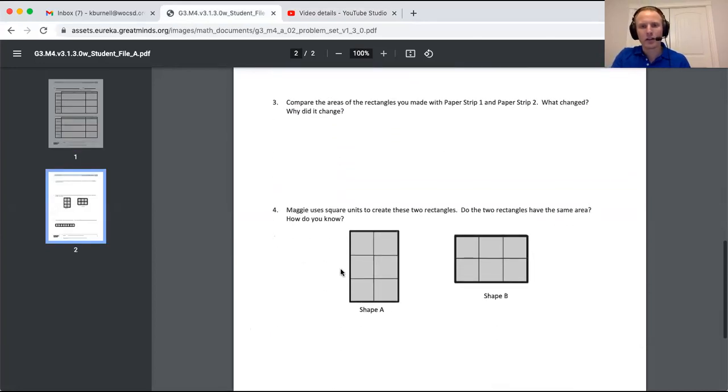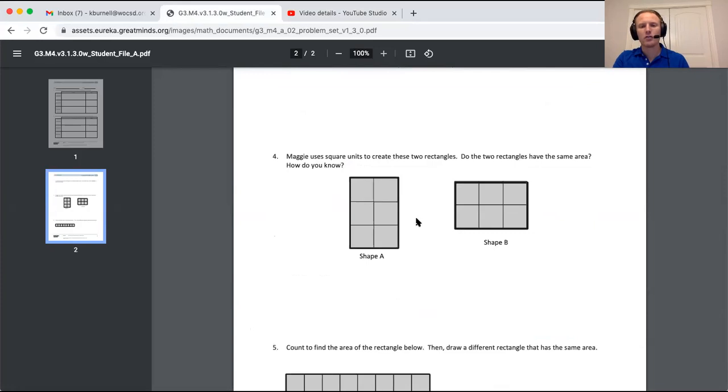So today in class, you would have looked at shape A and shape B and thought about, do they have the same area? And again, an important part, how do you know? So we're working on giving full explanations. It's not enough to just say, yes, they do. Just like we've worked on all year, we need to be able to say why. In this case, they have the same area because they're both being measured with the same size square, and they have an equal number of squares.